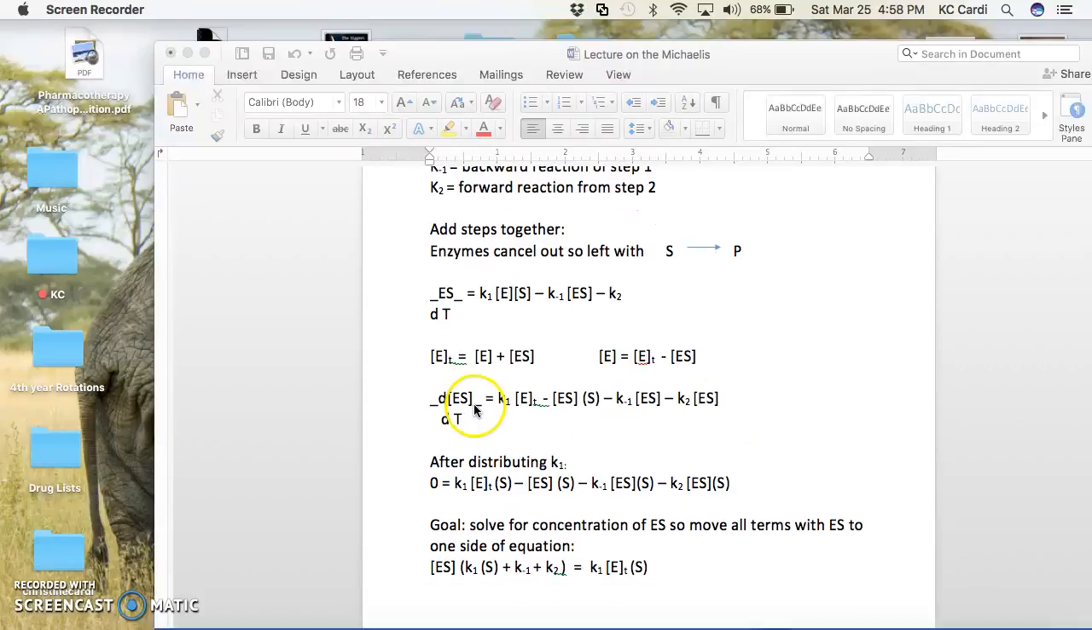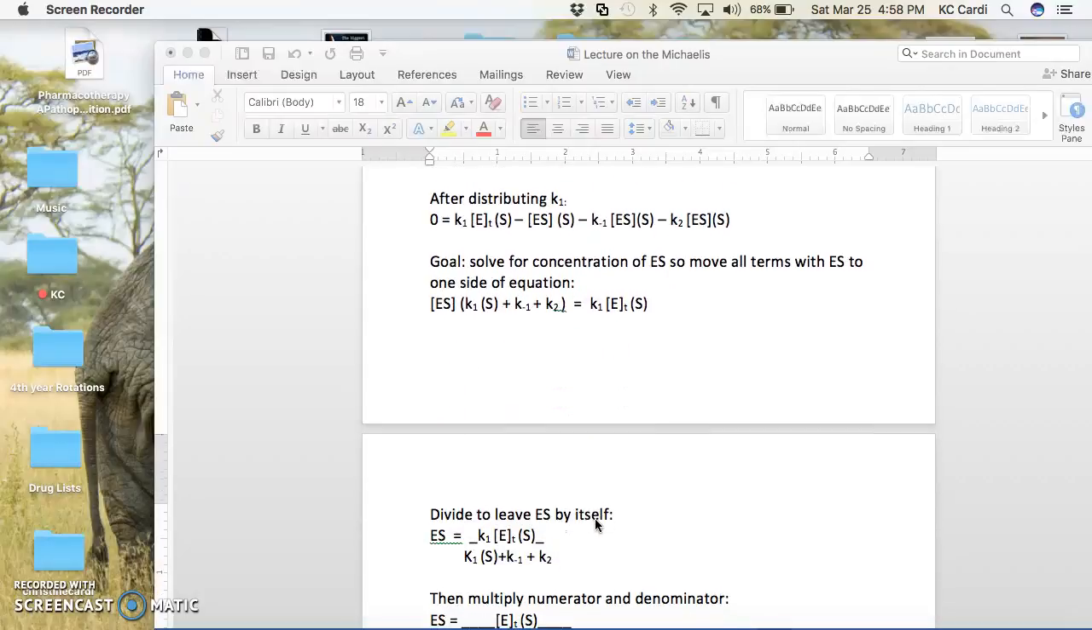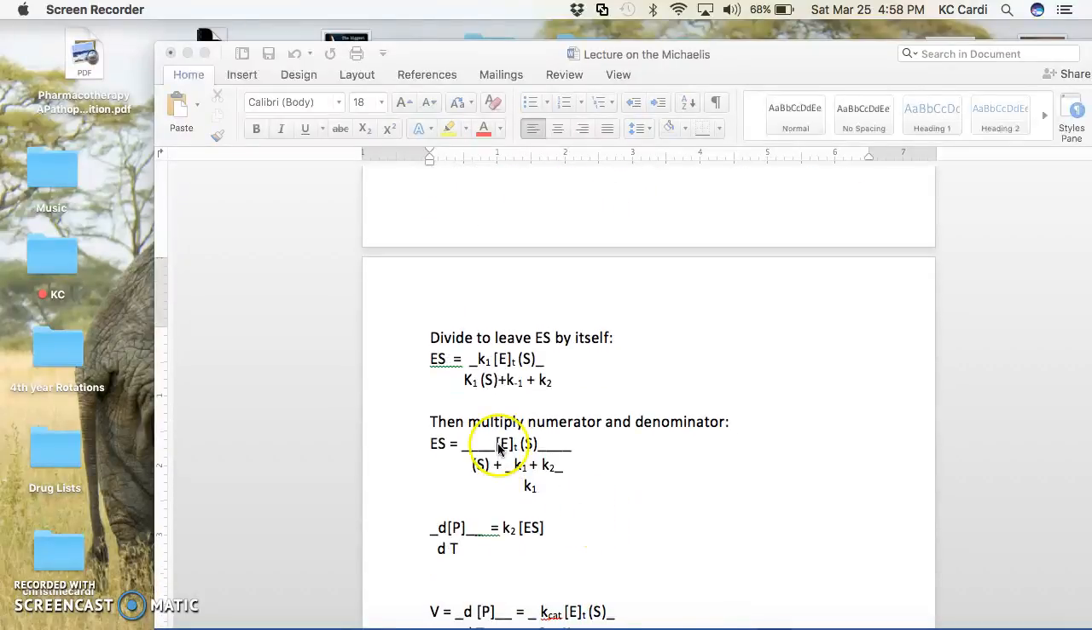Okay, so now we get this equation, which is K1 times ET minus ES times the substrate minus K negative 1 times ES minus K2 times ES. So after we distribute the K1 through it, we get an equation that looks something like this. And the goal of this is to solve for the concentration of ES. So we move all the terms with ES to one side of the equation, okay? And then divide by ES by itself, and you get this equation right here.